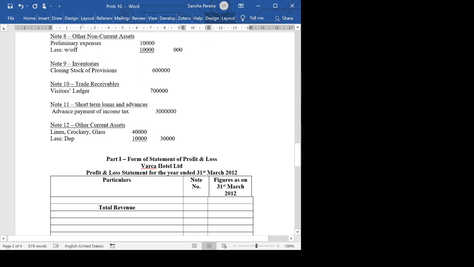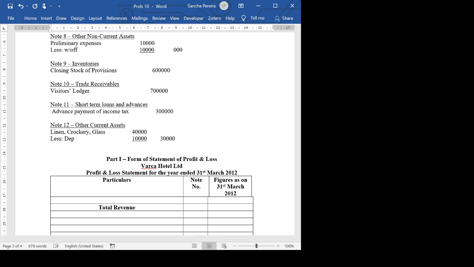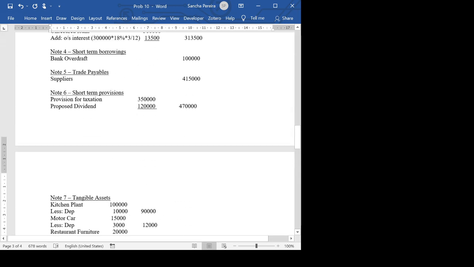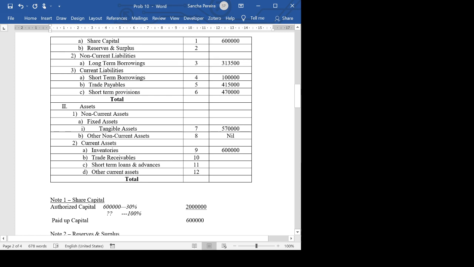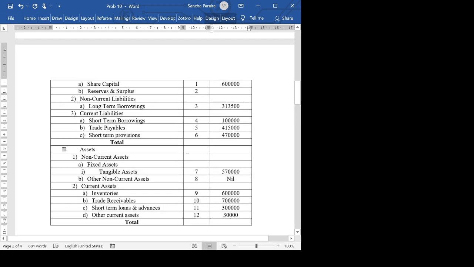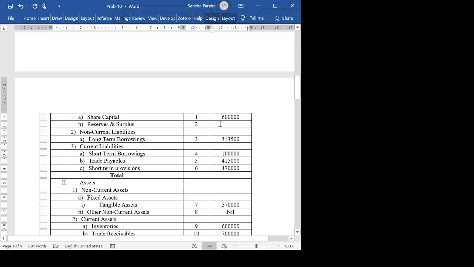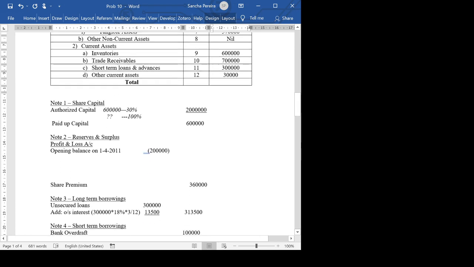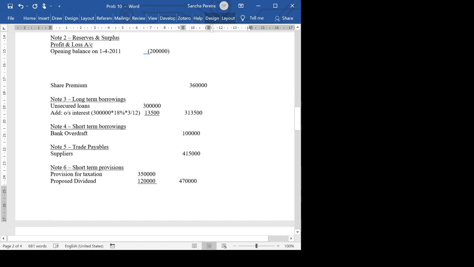Trade receivables is 7 lakhs. Then I think advance payment of tax is not 30 lakhs, it's 3 lakhs. 7 lakhs, 3 lakhs, and 30,000. We cannot tally the balance sheet yet because we still have one item missing, reserves and surplus. For that, we need to do the profit and loss account. So I will go to the profit and loss account now.